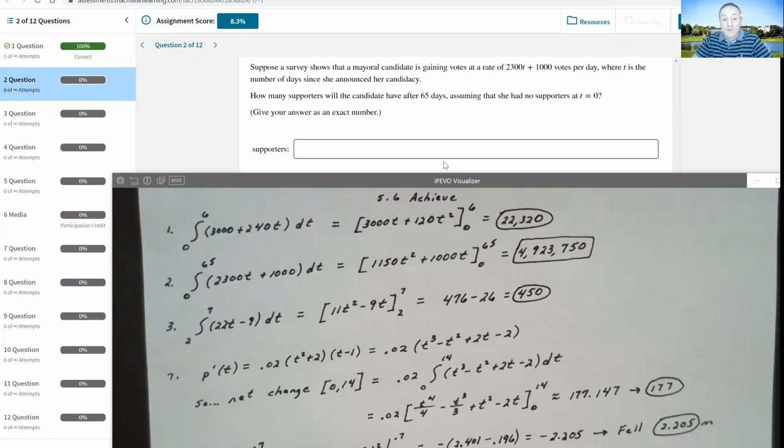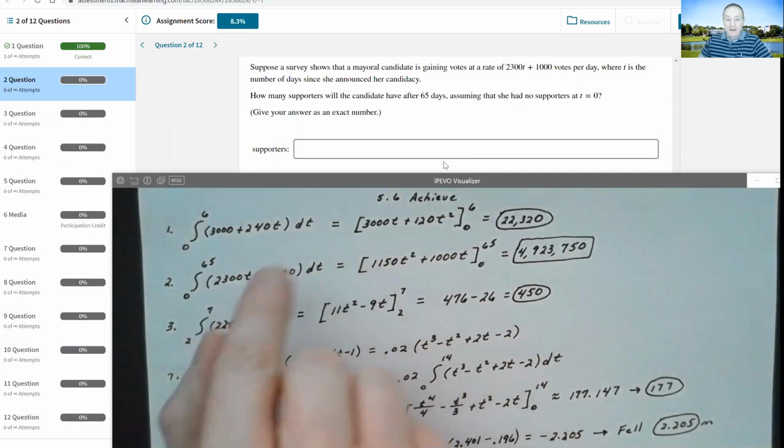Okay, so now for the next question, it's going to be similar. It says, suppose a survey shows that a mayoral candidate is gaining votes at a rate of 2,300t plus 1,000 votes per day. Now it says t is the number of days since she announced her candidacy. How many supporters will support the candidate after 65 days, assuming that she had no supporters at day 0?